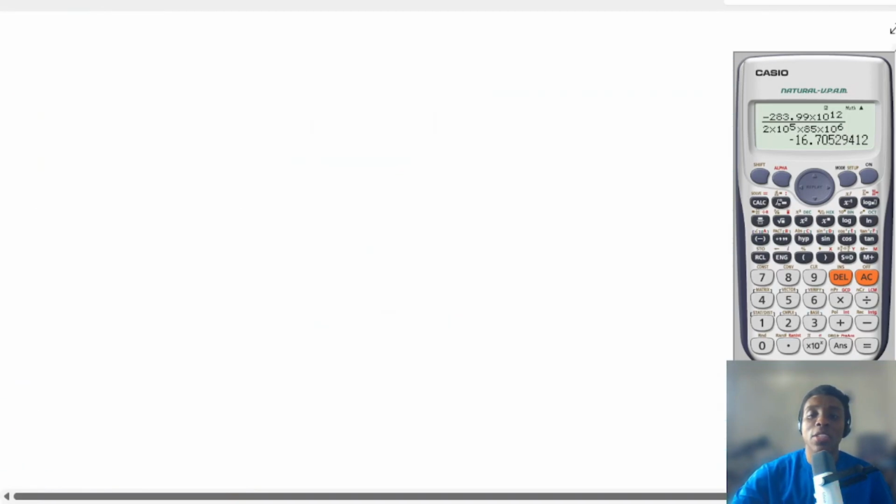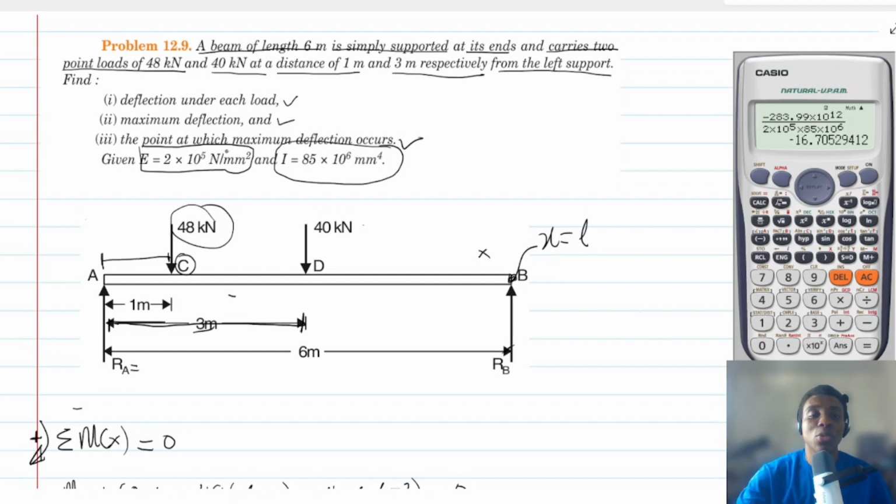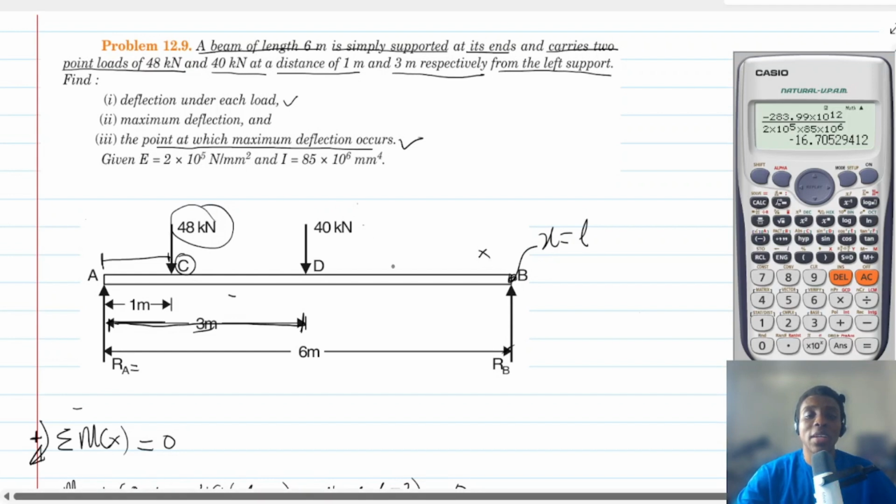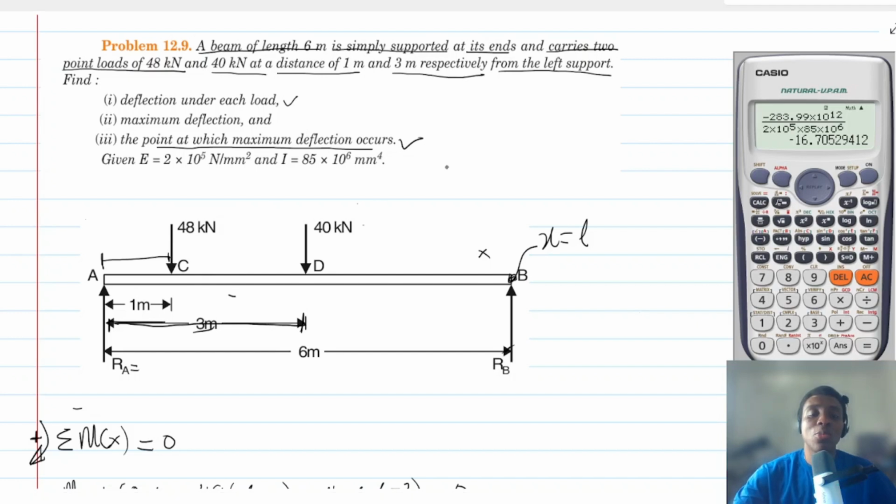Then the last part of the question is saying that we should find the maximum deflection, and then also the point at which the maximum deflection occurs. So let's calculate that one, the maximum deflection and the point at which it occurs. We know that for a simply supported beam, at the point of the maximum deflection, the dy/dx will be 0.